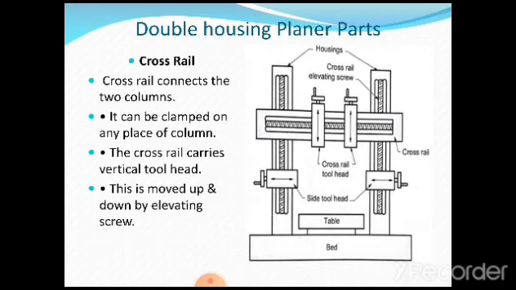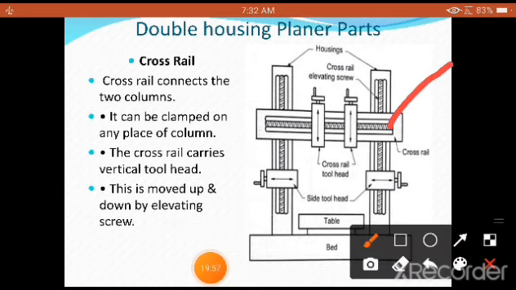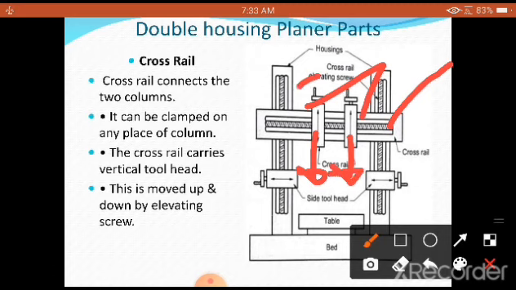And let us understand what is the function of a cross rail now. The cross rail connects the two columns. As you are going to see clearly, it connects the two columns. It can be clamped at any place on the column. The cross rail carries vertical tool heads. These are called vertical tool heads, in order to give the feeding of the single point cutting tool with the help of a cross rail screw, which you are going to see on the screen there.